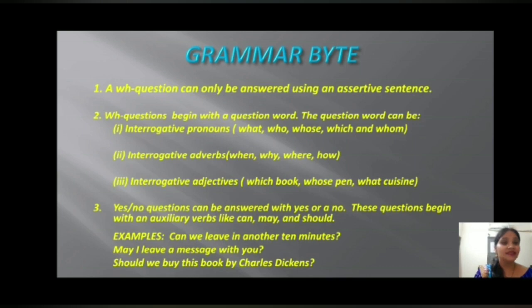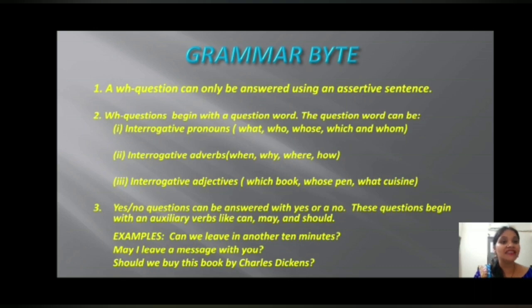Second, WH questions begin with a question word. That is very common; everybody knows that. And what are those question words? It could be an interrogative pronoun like what, who, whose, which and whom.